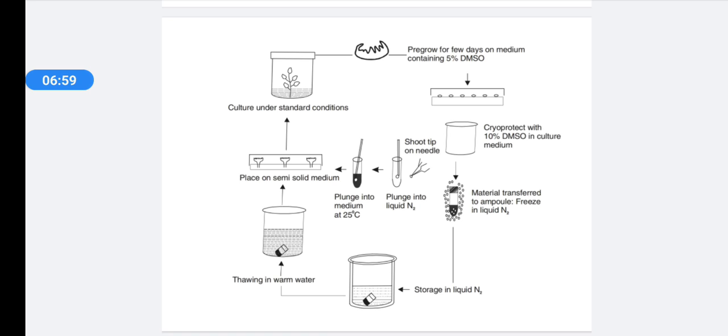So this is a figure explaining the whole cryopreservation technique. We take a sample or a tissue or whatever it is, then add the cryoprotectants. Then we transfer them into an ampule, freeze them in liquid nitrogen, and store them in liquid nitrogen. While thawing, we keep them in warm water. After the ice disappears, we immediately transfer them into room temperature. Then we grow them again on a medium, and then we take them into the field.